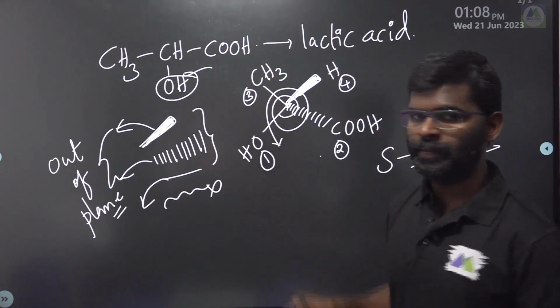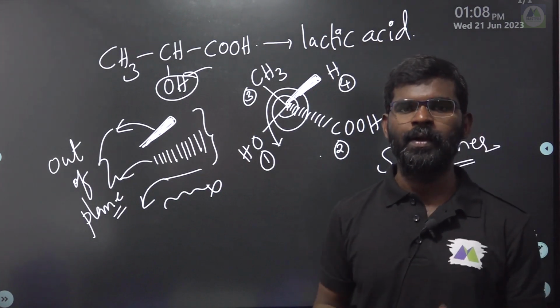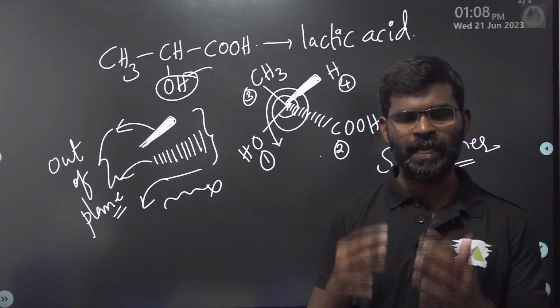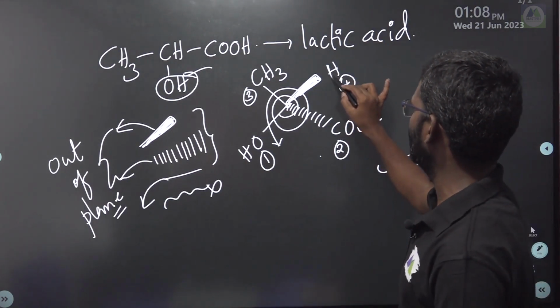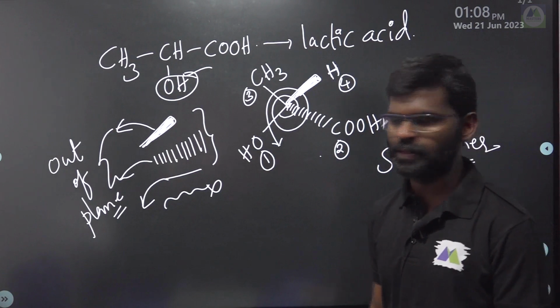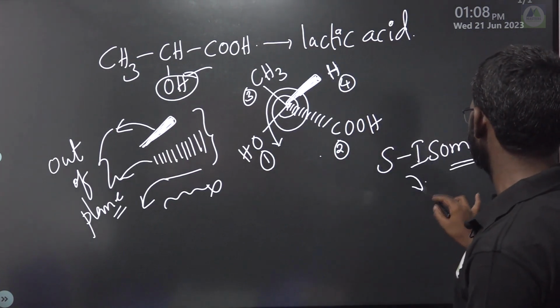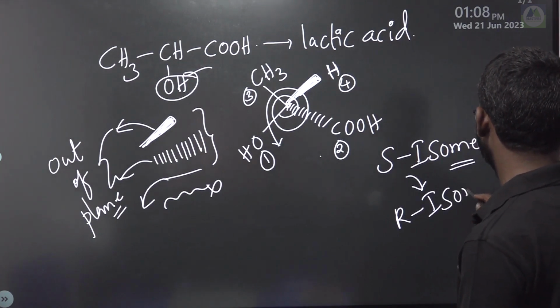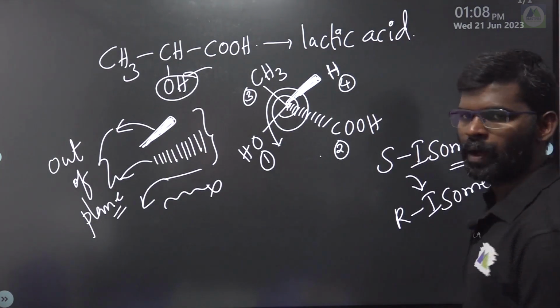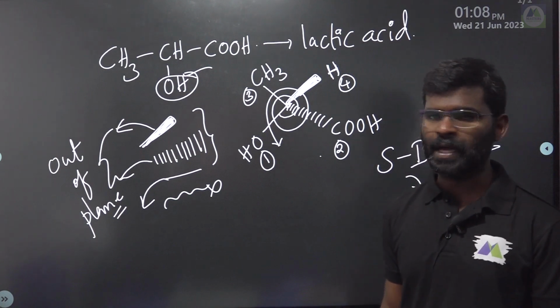Fine. So here, if the least priority group is on the front side of the observer, we have to change the configuration from one to another. Okay. So here, fourth one, there is a least priority group, hydrogen. That's why we have to change the configuration S to R isomer. This is about RS configuration.